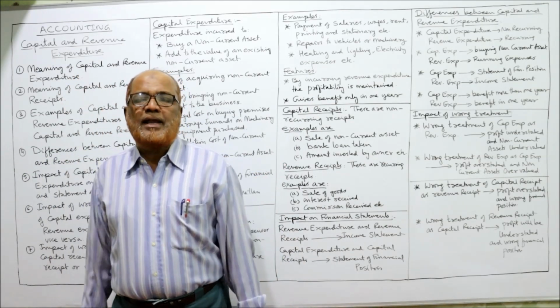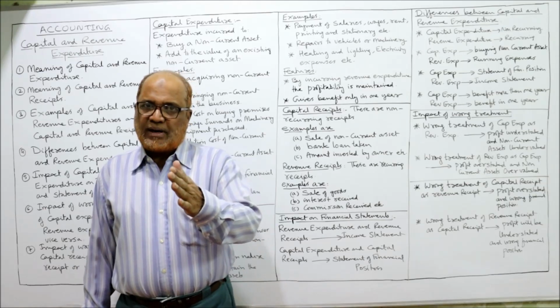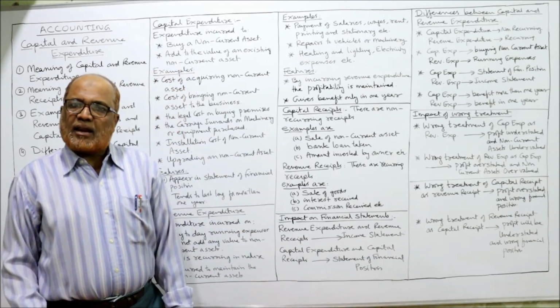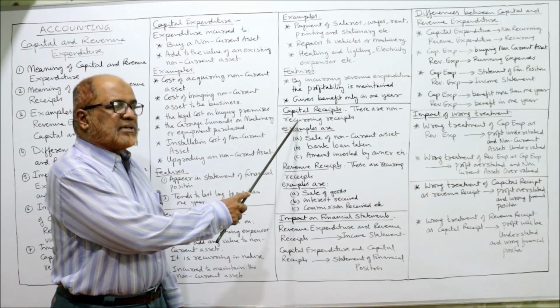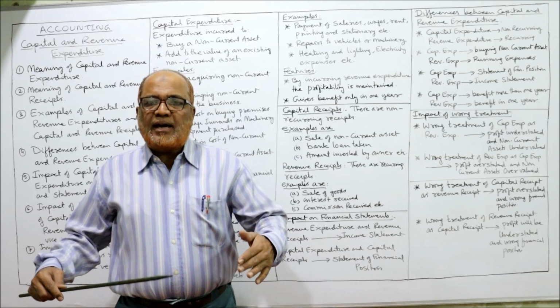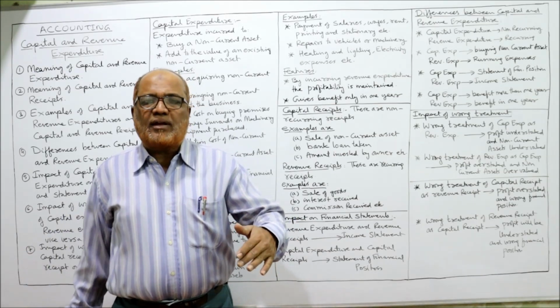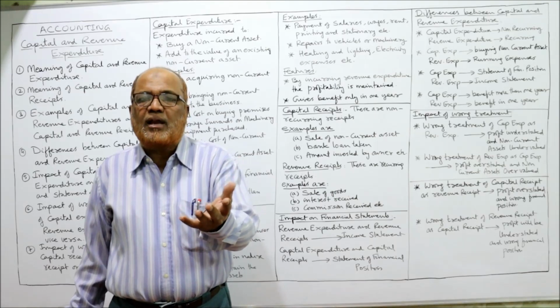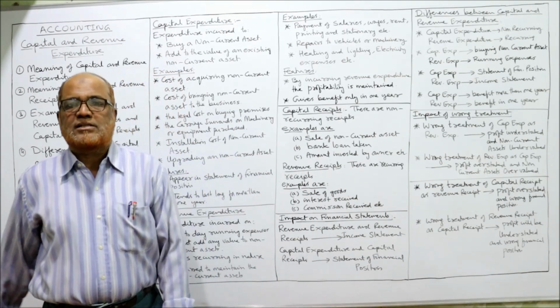So far, I have explained to you about capital expenditure and revenue expenditure. Similarly, we have capital receipt and revenue receipt. So, what is capital receipt? These are non-recurring receipts. Every day or every month, we will not get this receipt. Very rarely we will get the receipt. A non-recurring receipt is called capital receipt.